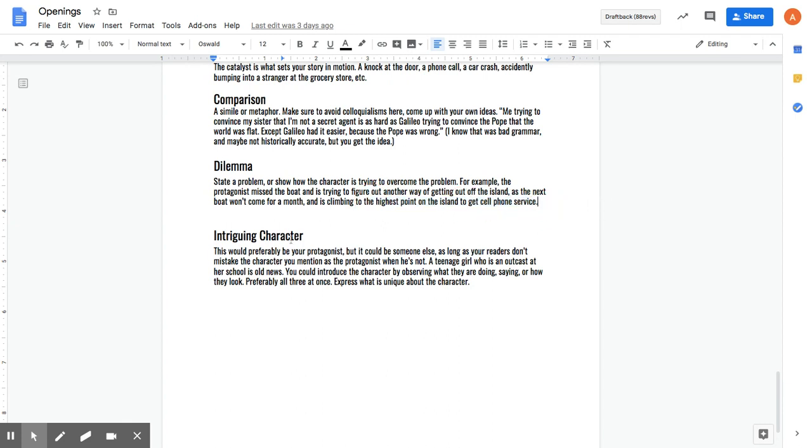An intriguing character, preferably your protagonist, but you could use an antagonist. That could be a trigger for the situation, as long as the reader doesn't get confused. A teenage girl who is an outcast at her school is old news. You could introduce the character by observing what they are doing, saying, or how they look, preferably all three at once. Express what is unique about the character.